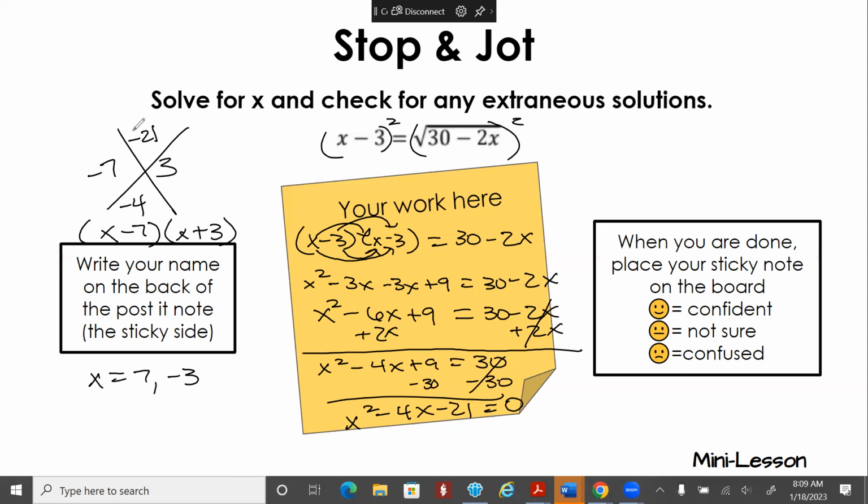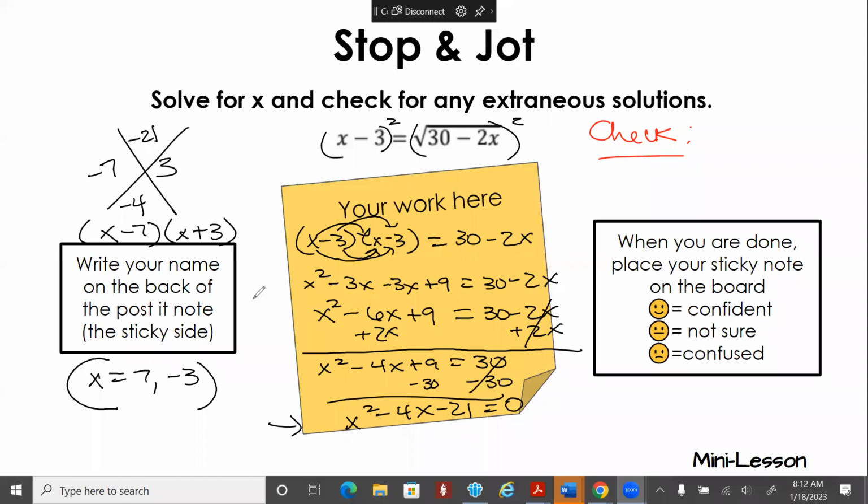If you did not want to factor, you could graph this. Wherever it crosses the x-axis, that's going to be your solutions. Okay? So right now we have these as solutions, right? What do we always have to do with radicals? Check your work. I'm gonna give you a second to check those.